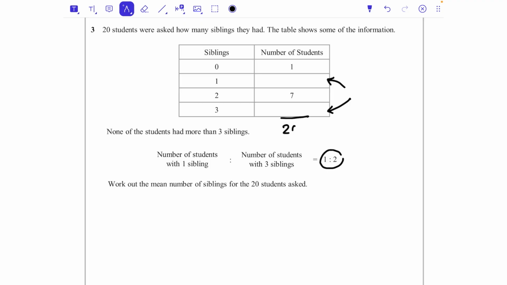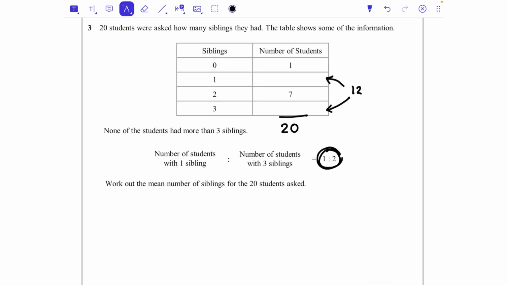So we know that this has to add up to 20 because they asked 20 students. We've got 8 in that column so far, which means there are 12 left to be shared between these two values. And we know that needs to be shared in the ratio 1 to 2. Now I find with ratio, it can be helpful to do these little lines where we take the 12. If we're sharing it in the ratio 1 to 2, that means we've got 1 part on this side and 2 parts on this side.